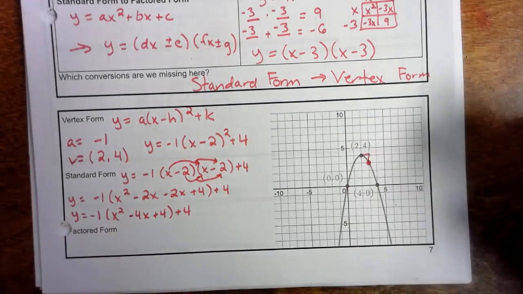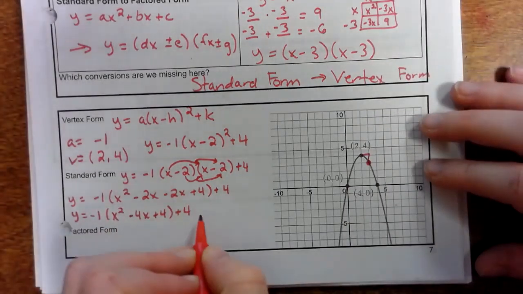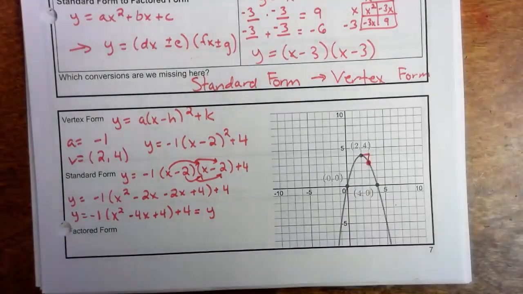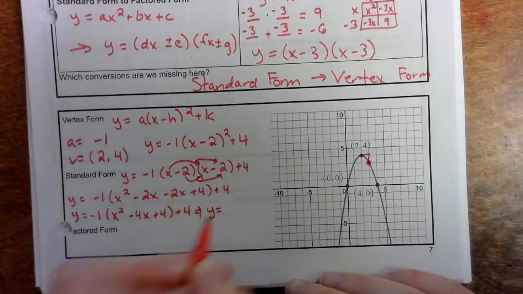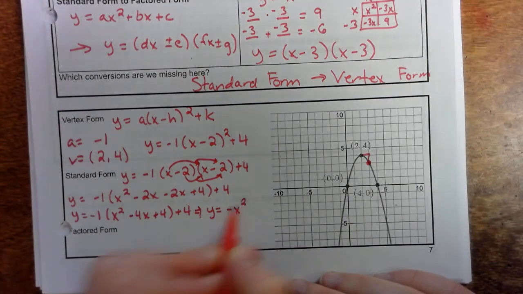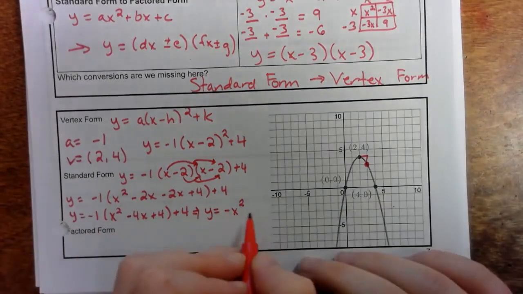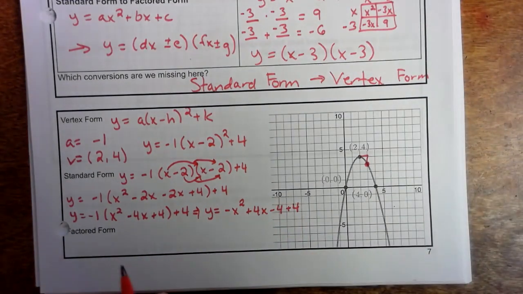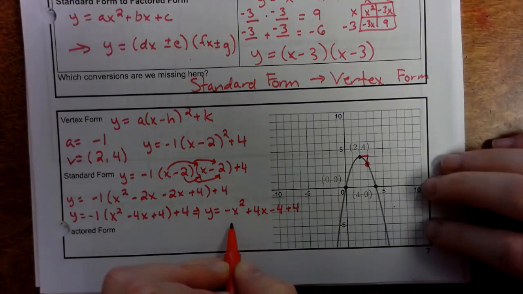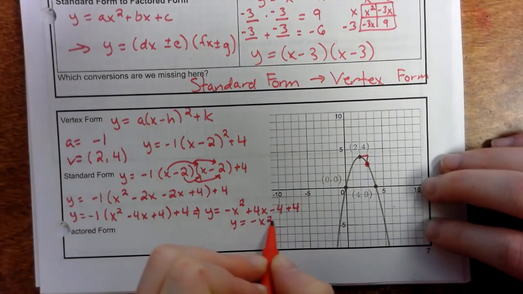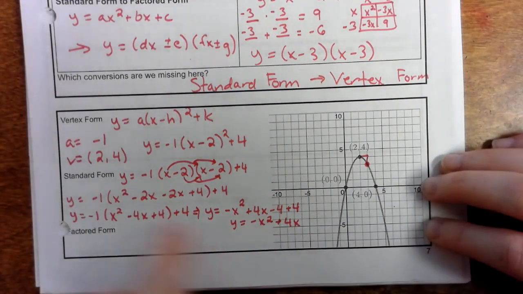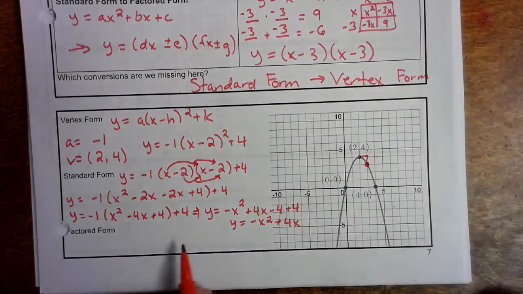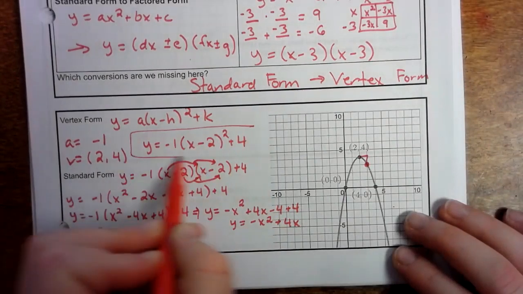When I distribute the -1 to everything, we get y equals -x squared plus 4x minus 4 plus 4. So our final answer is y equals -x squared plus 4x. That's our standard form. So I'll put boxes around my answers.